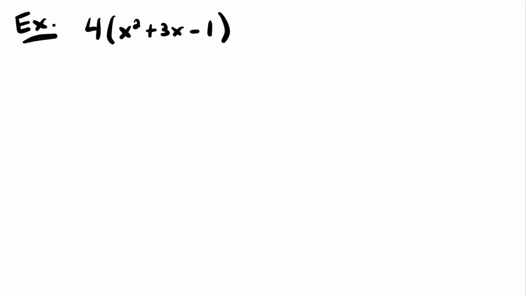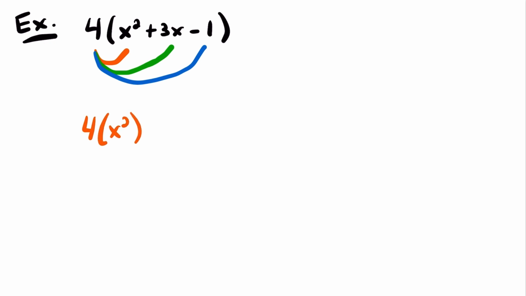All right, so that's exactly what we're going to do here. We're going to distribute 4 through this quantity. So we're going to multiply 4 by x squared and then multiply it by 3x and then multiply it by -1. All right, so we'll have 4 times x squared and we'll add that to 4 times 3x, and then we'll add that to 4 times -1. All right, we just multiplied 4 by each of those terms.